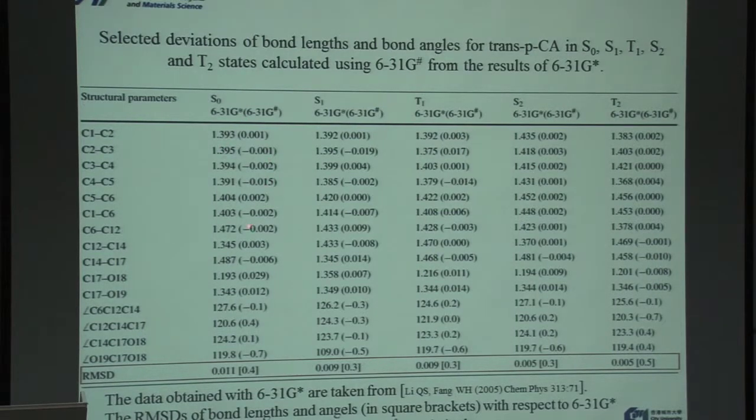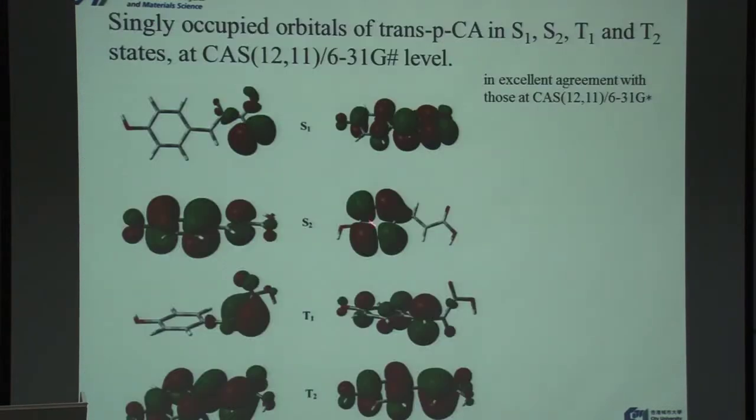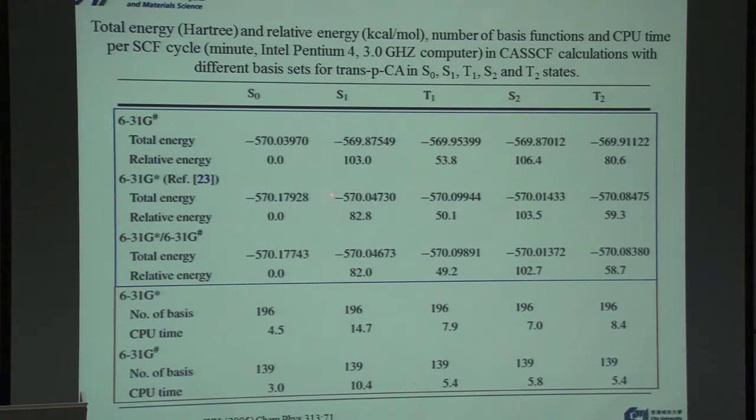You see that they're all very small, so this is at S0, and then the S1 also very small. Here I show you the root mean square deviation, also very small, right? Very satisfactory. The molecular orbital distribution was also found to compare very well with the one obtained with the standard basis set. Okay. And let me show you the energy. This is the total energy of these two different states.